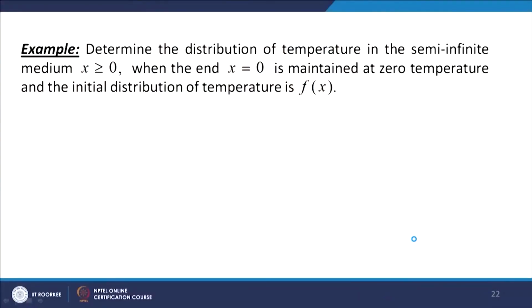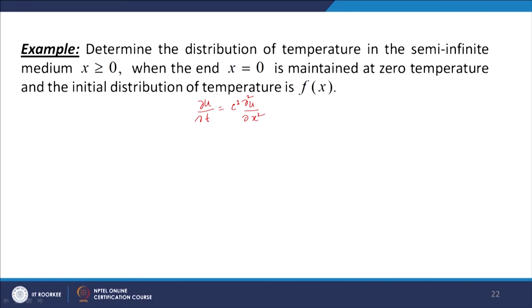Now, let us look at this problem. Determine the distribution of temperature in the semi-infinite medium x greater than or equal to 0 when the end x equal to 0 is maintained at 0 temperature and the initial distribution of temperature is f(x). So, we have this equation: del u by del t equal to c square del square u by del x square.